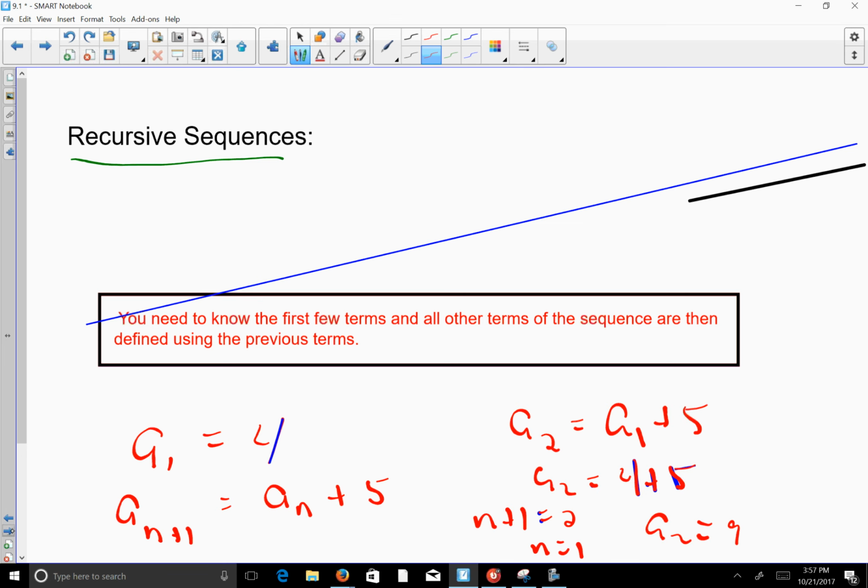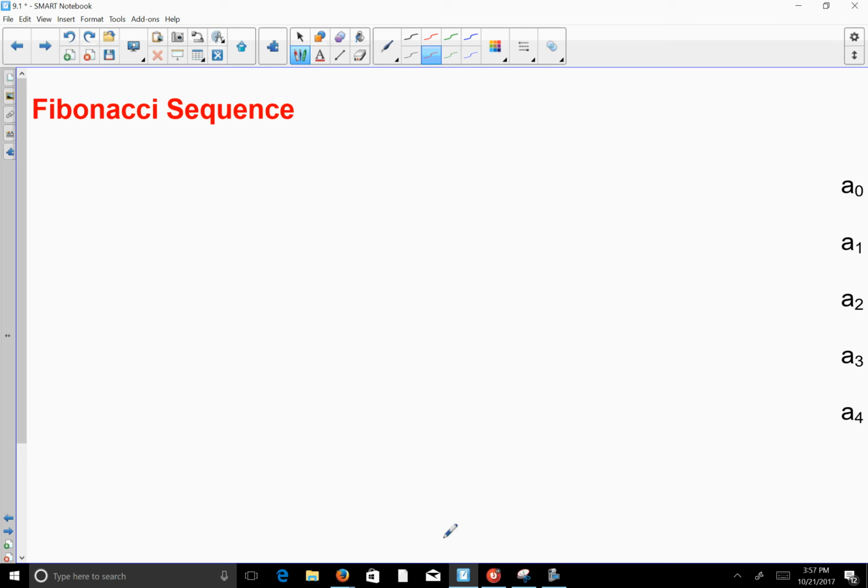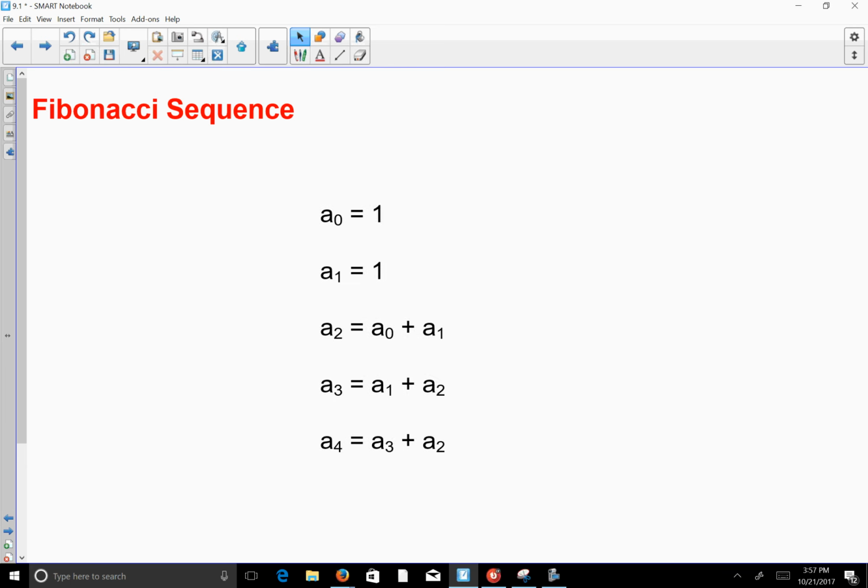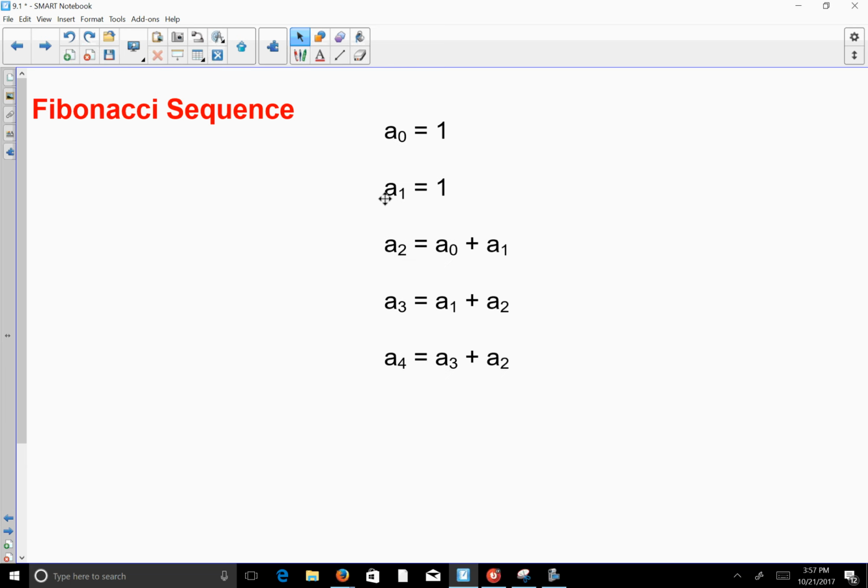The most famous recursive sequence, in my humble opinion, is the Fibonacci sequence. And this is how the Fibonacci sequence is defined. It tells you that your a sub 0 term is 1, your first term is 1, your second term, you add the previous 2. To get your third term, you add the previous 2. So you keep on adding the previous 2.